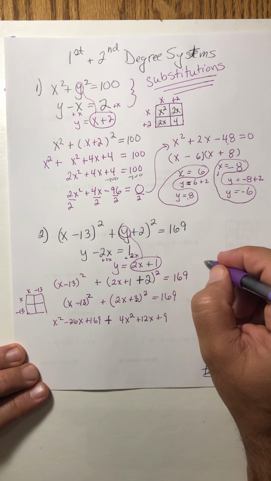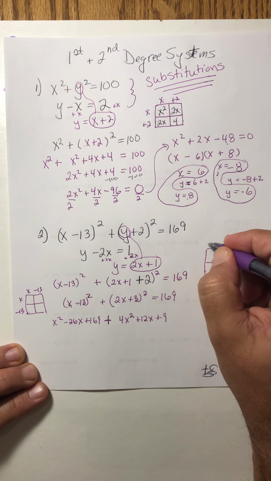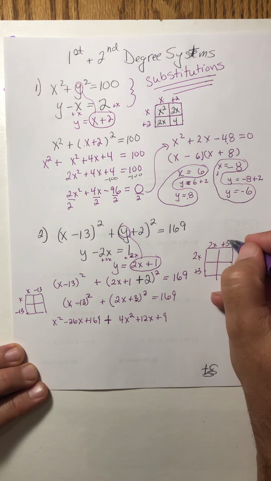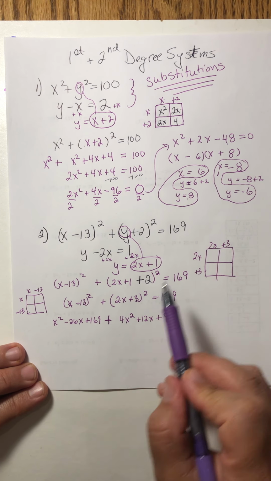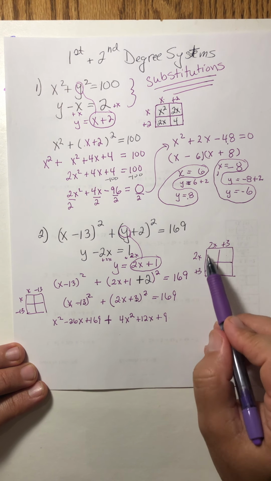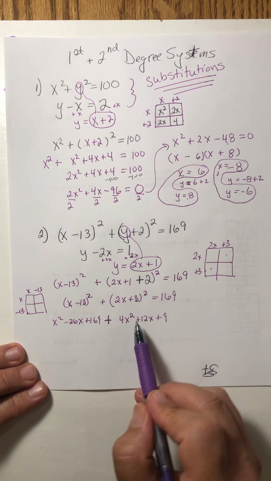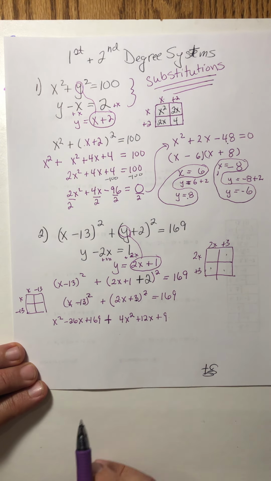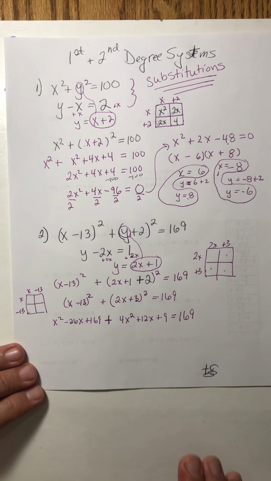I'll write it out up here. You just did your box technique up here. 2x plus 3, 2x plus 3. If you need to fill it in, fill it in. But there you go. There's your 2x times 2x. There's your 4x squared. 2 times 3 is a 6. 2 times 3 is a 6. How many 6s are there? That's right. There's 2 of them, so that's your 12. And then 3 times 3 is the 9. So the 9 goes right there. Equals 169.